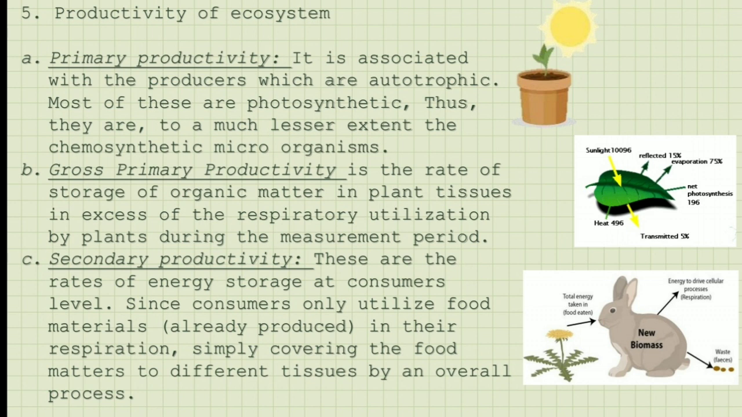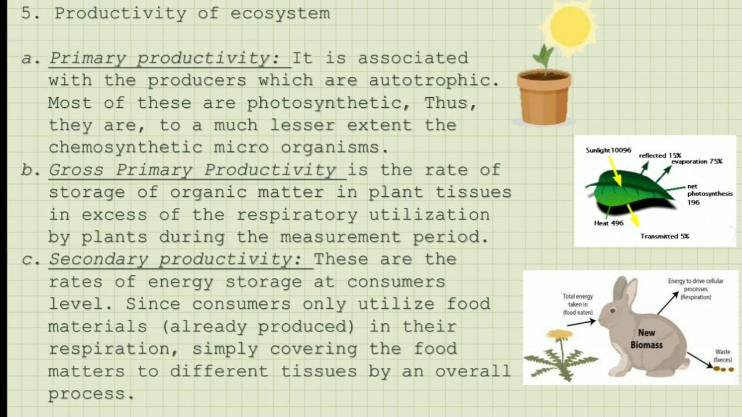Primary productivity is the rate at which radiant energy is stored by photosynthetic and chemosynthetic activity of producers. Primary productivity is further distinguished as gross primary productivity, which is the rate of storage of organic matter in plant tissues in excess of the respiratory utilization by plants during the measurement period. This is the rate of increase of biomass. In this way, net primary productivity refers to the balance between gross photosynthesis and respiration and other plant losses such as death.